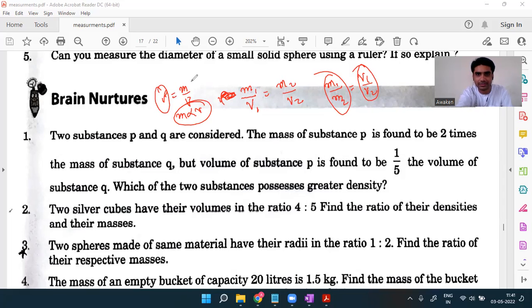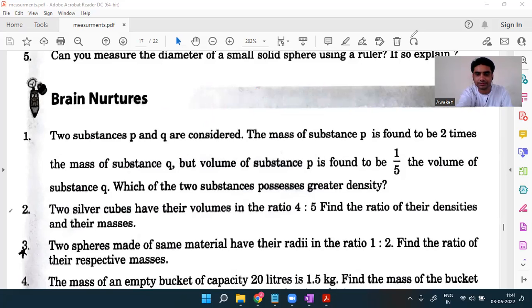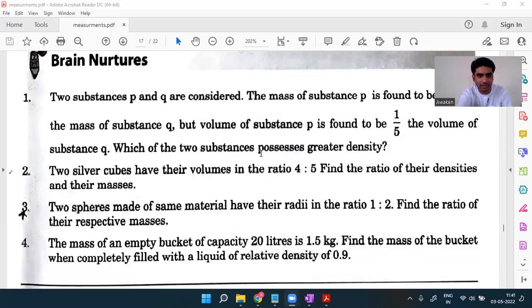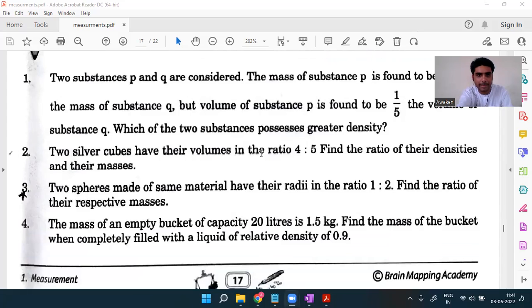So next question. Next one is, I think, the fourth one. No, third one. Two spheres made of the same material have their radii in the ratio. Find the ratio of their. Now I tell you, you can calculate this one. Take your time and do it. You should be able to solve it. Okay, next question.